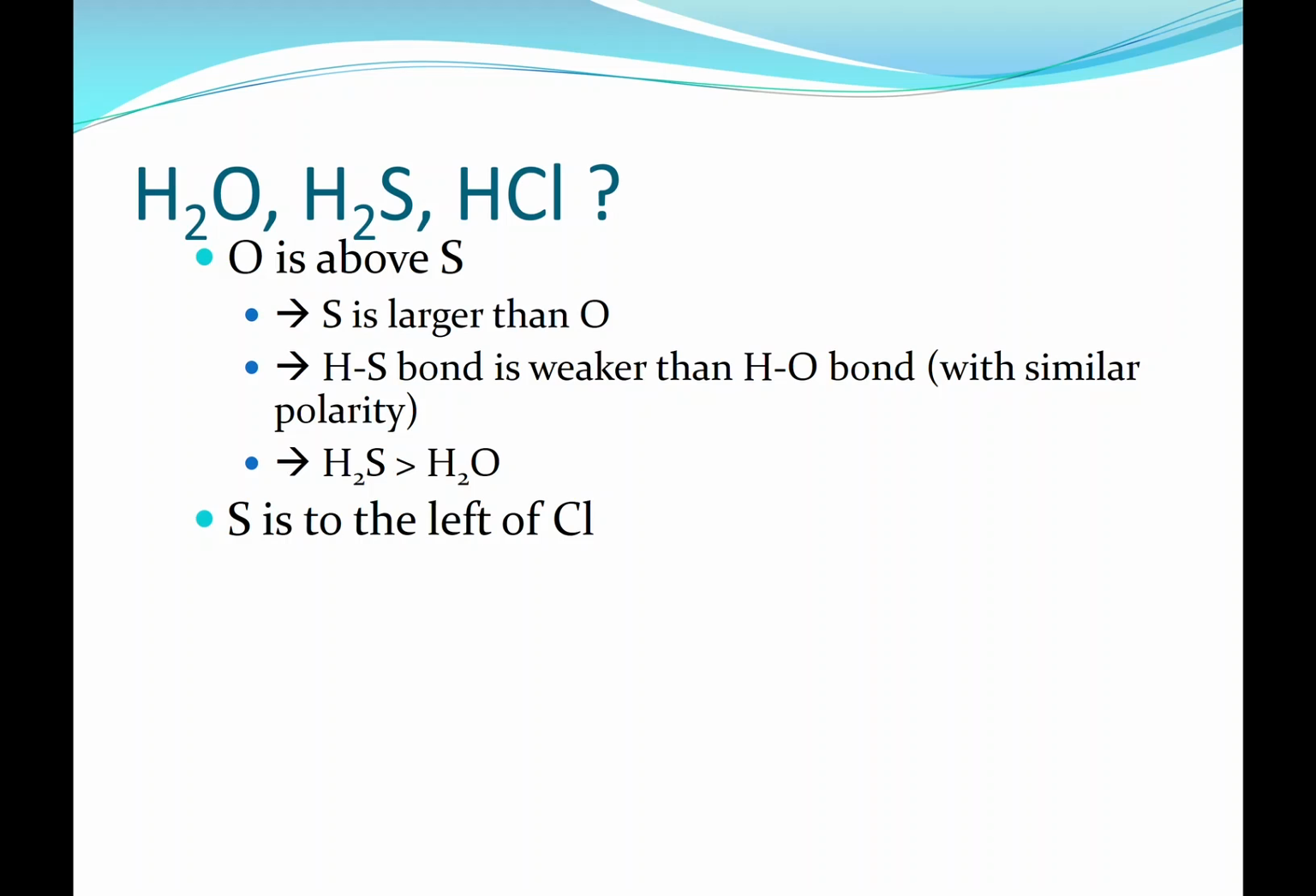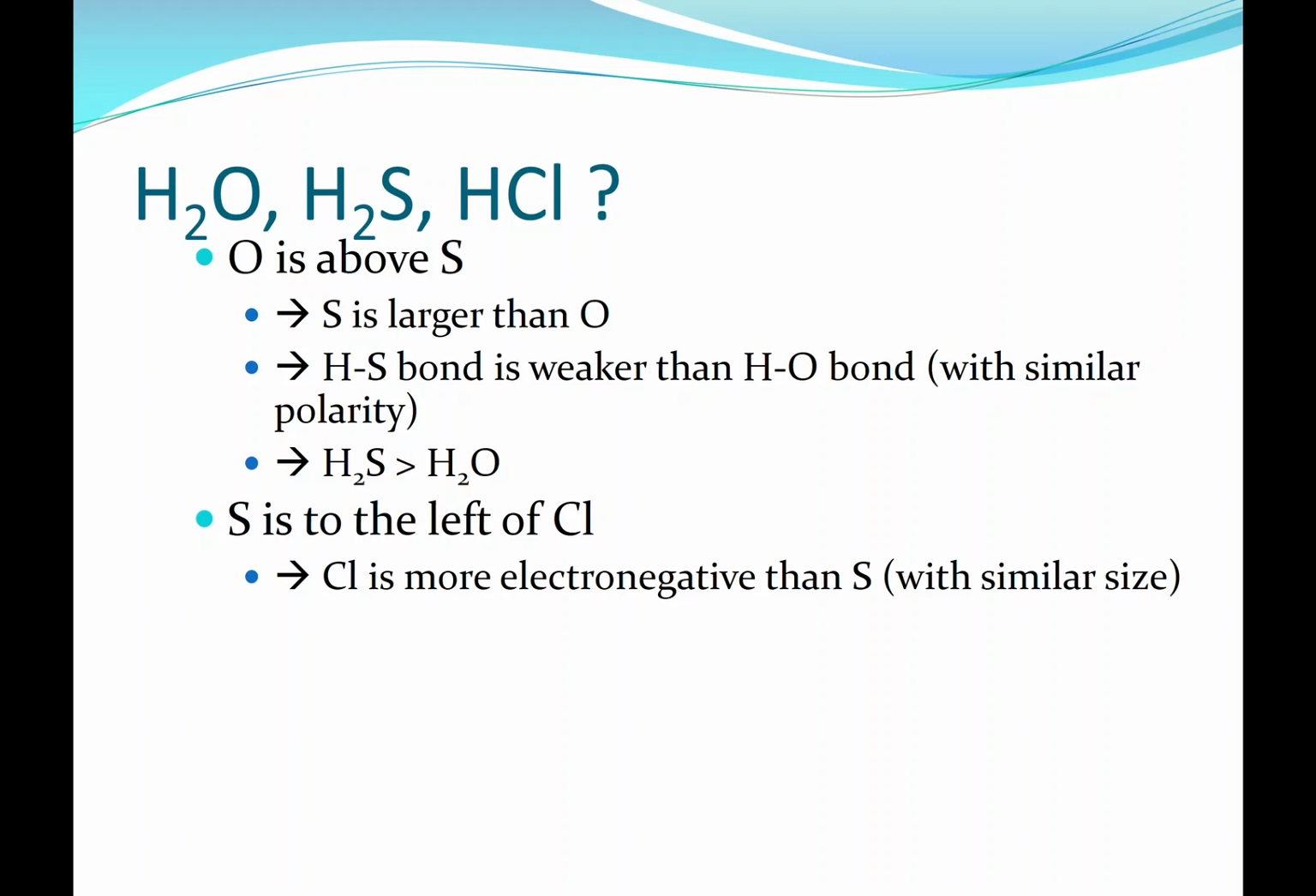We already said that we know HCl is the strongest acid of this list, but let's think about it from the periodic table perspective, and how we can make that prediction from understanding fundamentally what it means to be a strong acid. So sulfur is to the left of chlorine on the periodic table, and what that tells us is that chlorine is more electronegative than sulfur is. They're similar in size, a little different, but pretty similar. But chlorine is more electronegative, which means we have a more polar bond for HCl than we have for the H-S bond.